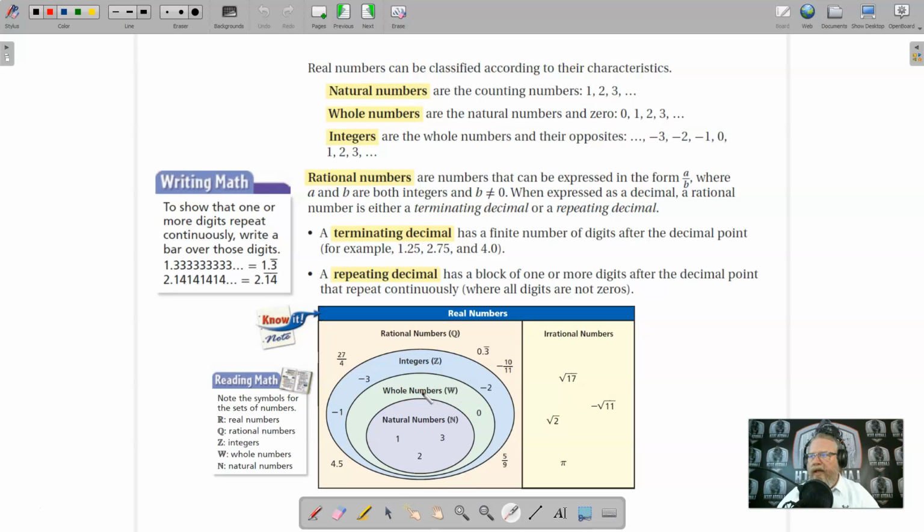So 0 is a whole number, an integer, a rational number, and a real number. However, 0 is not inside the circle of natural numbers, so 0 is not a natural number.